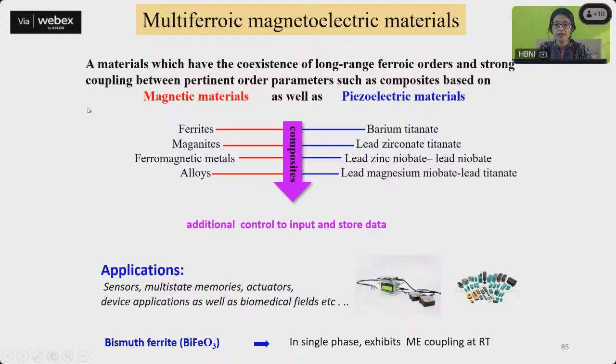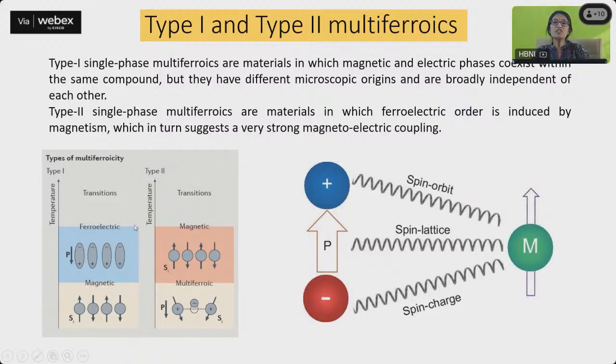multiferroic materials. A multiferroic has the coexistence of long-range ferroic orders and strong coupling between the pertinent ordered parameters, such as composites which are based on magnetic materials as well as piezoelectric materials. So you can have additional control to input and store data, and these applications are in sensors, multi-state memories, actuators, device applications, as well as in biomedical fields. Bismuth ferrite is one of the prime examples, as I said, because it is a single phase material which exhibits magnetoelectric coupling at room temperature.